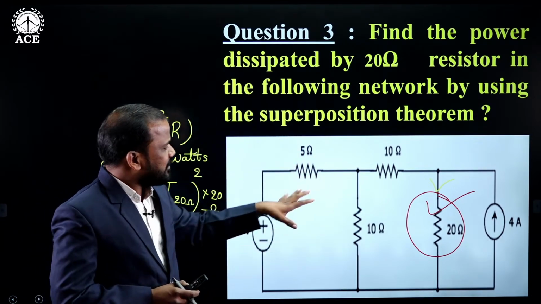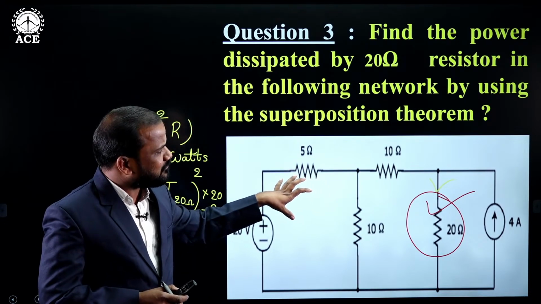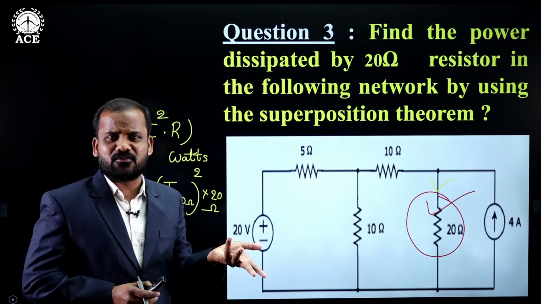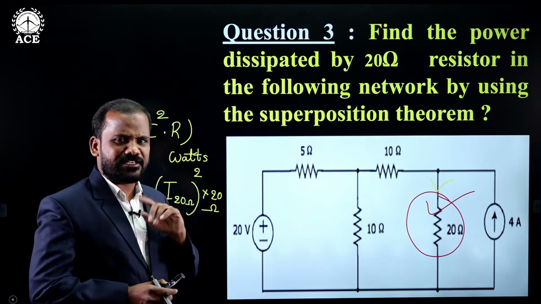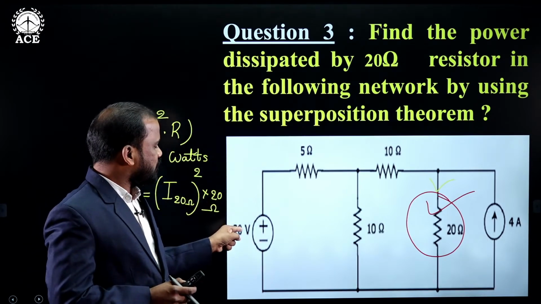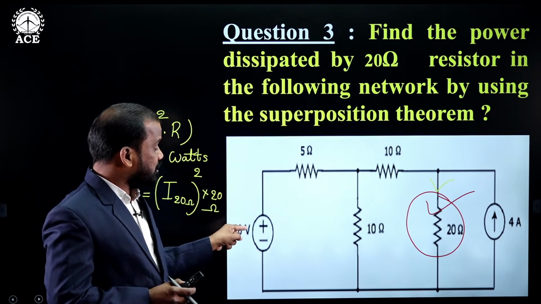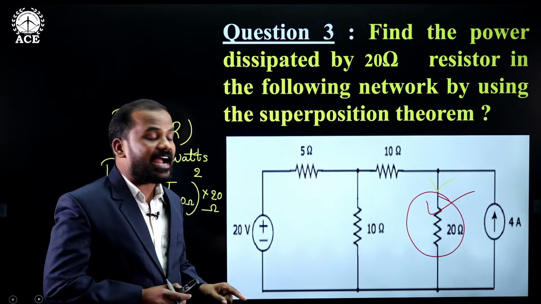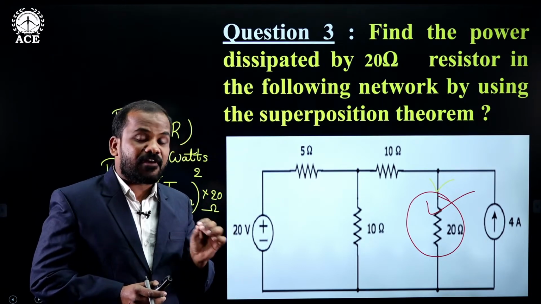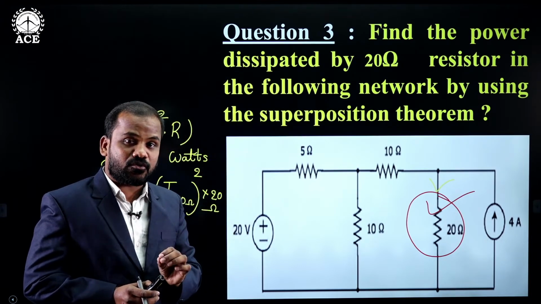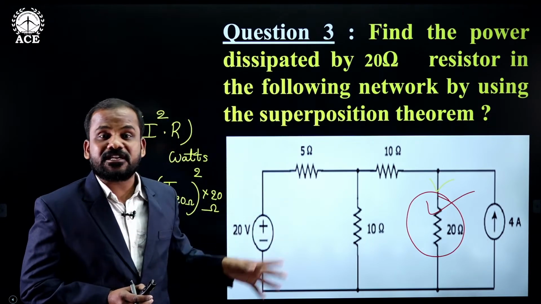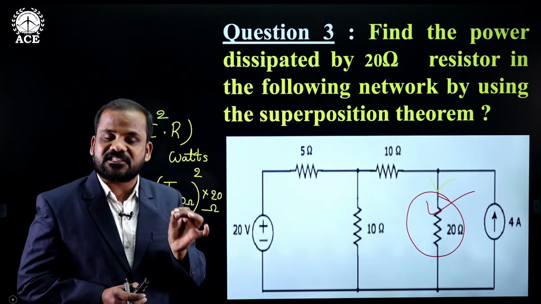So that particular network represents what? Only a simple DC circuit. Okay, now I think you are clear. Once again I am repeating. If the 20 volts voltage source is acting alone, then the 4 ampere current source will act as an open circuit. If I replace the open circuit for that 4 ampere current source, the remaining network becomes a simple DC circuit.